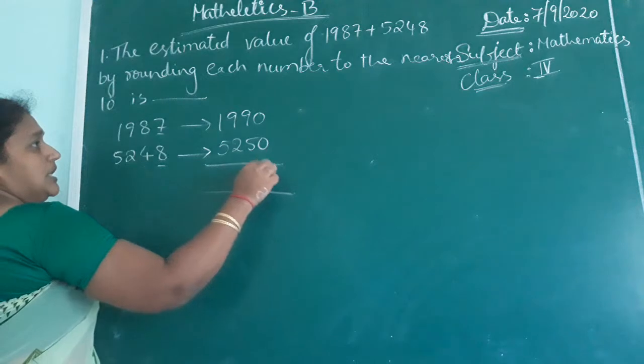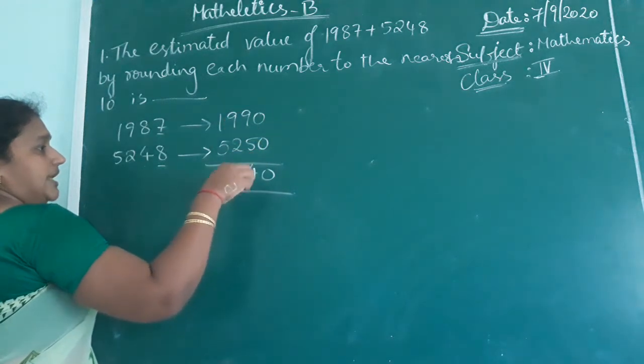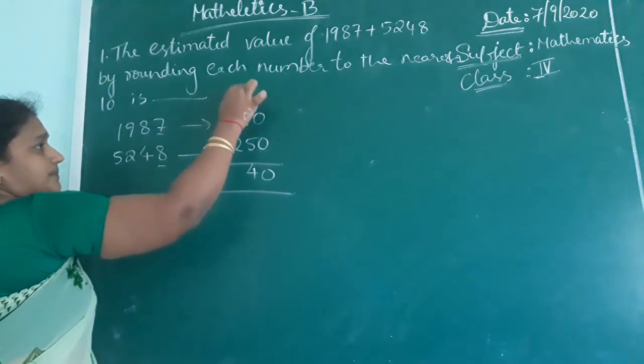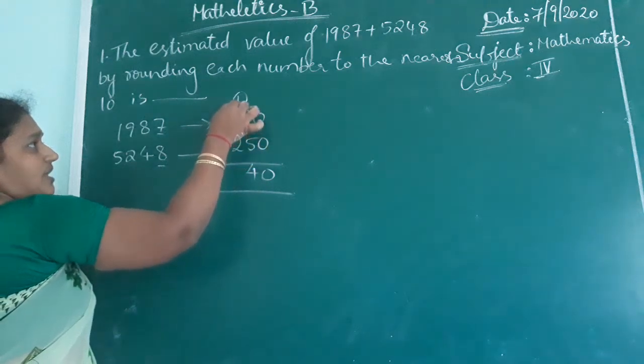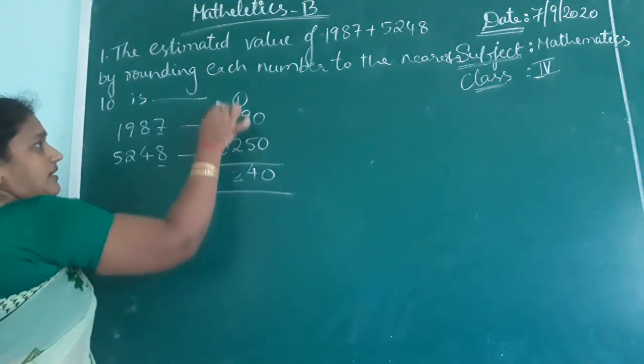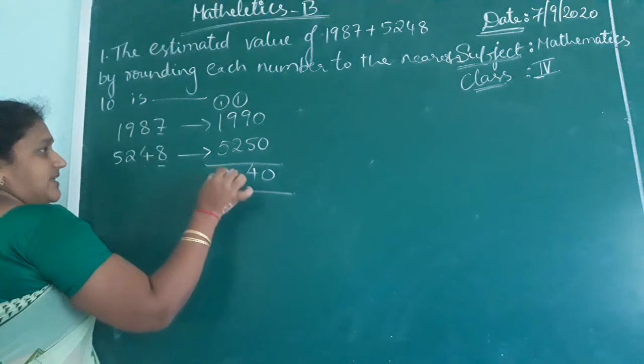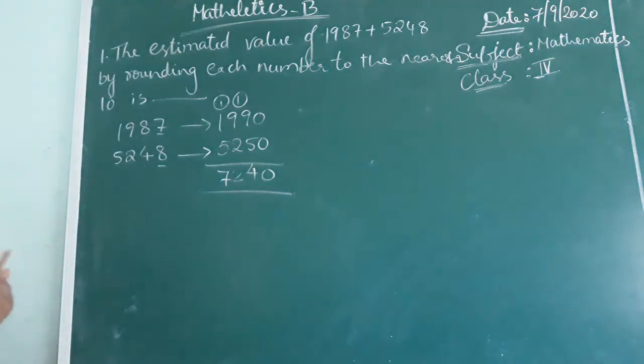0, 9 plus 4, 9 plus 5, 14. Next 9 plus 1, 10, 10 plus 2, 12. 5 plus 1, 6, 6 plus 1, 7. 7240 is the sum using the nearest 10 of those two numbers. See the next one, children.